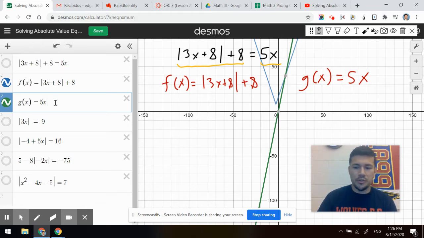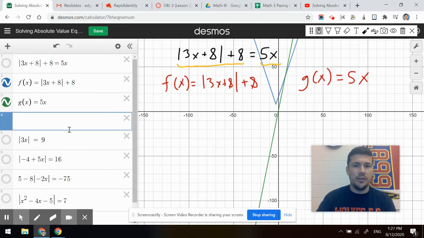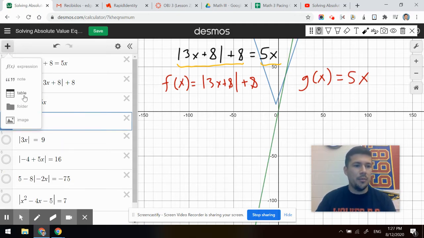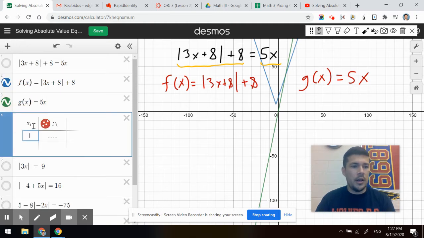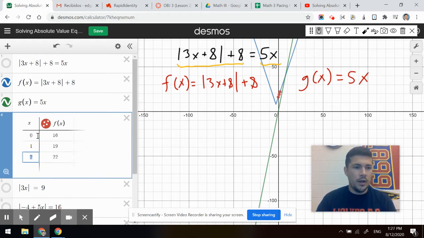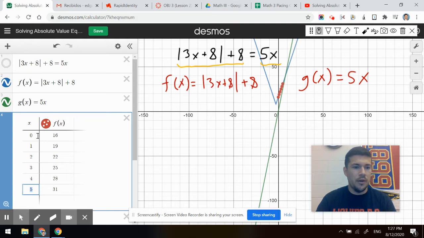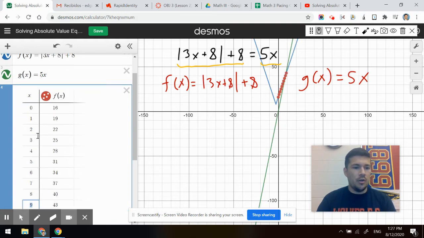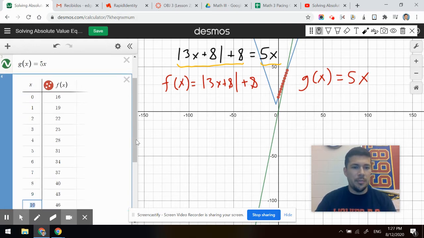What we're going to do right here, though, is see this numerically. If the answer is in the graph, then you have to be able to see it numerically as well. So I'm going to add a table. I'm just going to call this x. By default, it says x and x1, so I'm going to take that away, and call this column f of x. So I can say, for example, 0, it evaluates f of x for me at 16. Then 1, 2, 3, 4, 5, 6, 7, and I'm going to go all the way to 10. So it does all those input outputs for me.